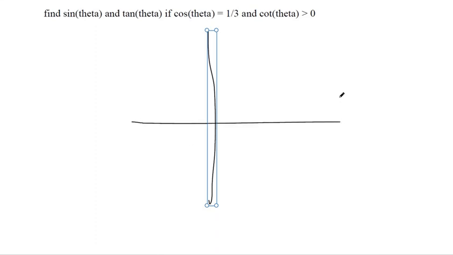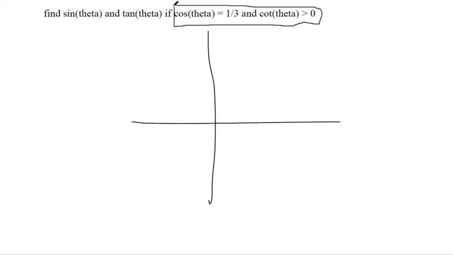We're asked to find sine and tangent given that cosine of theta equals 1/3, and then cotangent theta is greater than 0. So a lot of information coming at us here. But what you want to actually start with is this information over here, because an angle theta can only be in one of these four quadrants, or it could land on one of the axes, right? But it can only be in one of those four quadrants.